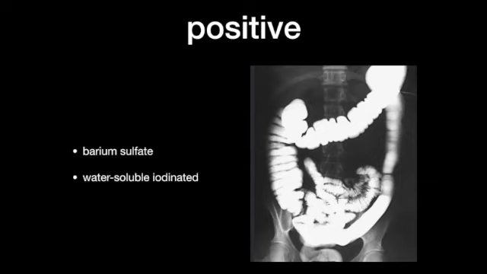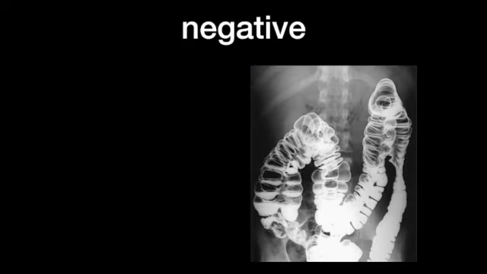Another type of positive contrast agent is water-soluble iodinated contrast. This one's a bit more versatile than barium, but the atomic number of iodinated contrast media is 53. So you don't get quite as high contrast as you would with barium sulfate. We also have negative contrast agents. Oftentimes it's air. It could also be CO2. Now this is what we call a double contrast BE. By adding 2 contrast agents, we are able to see more anatomy than we would with just 1 contrast agent.